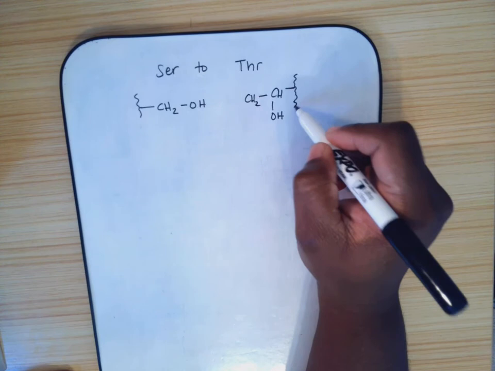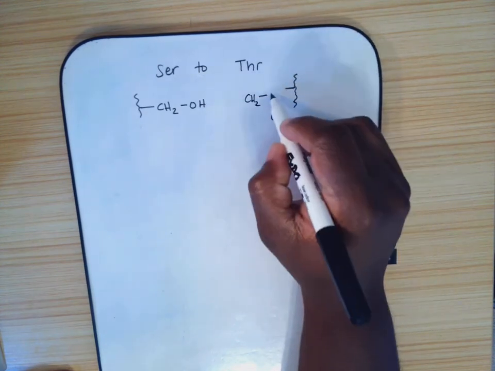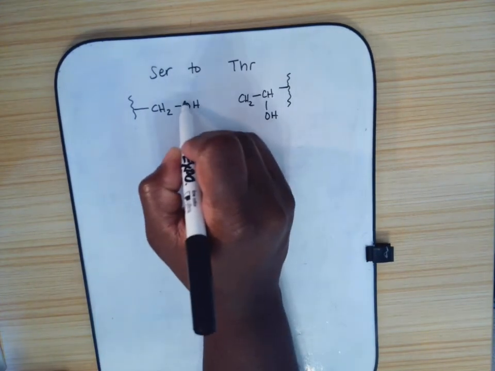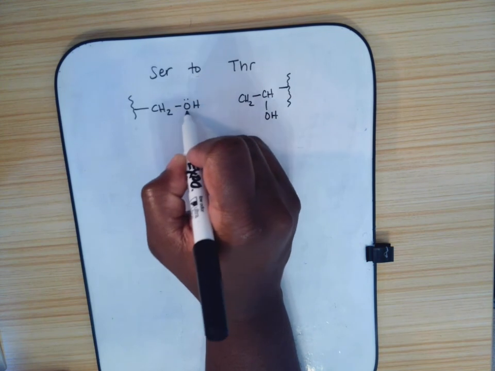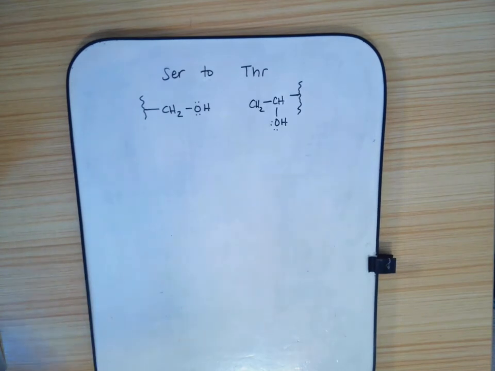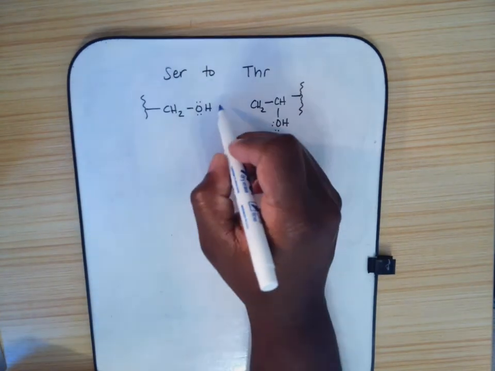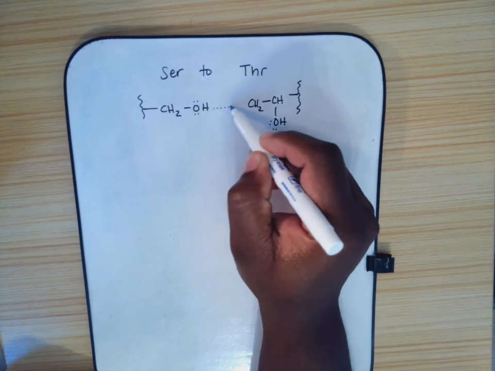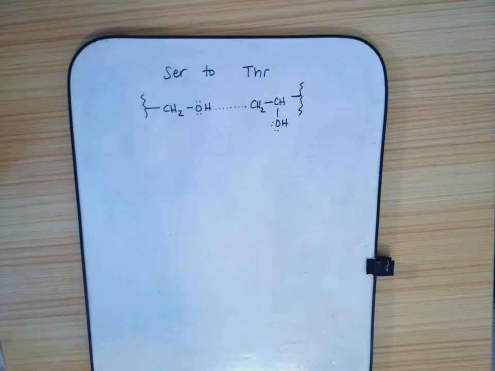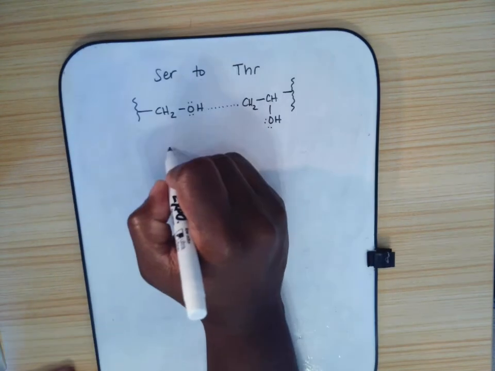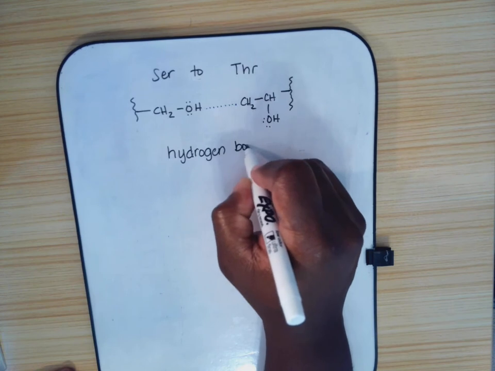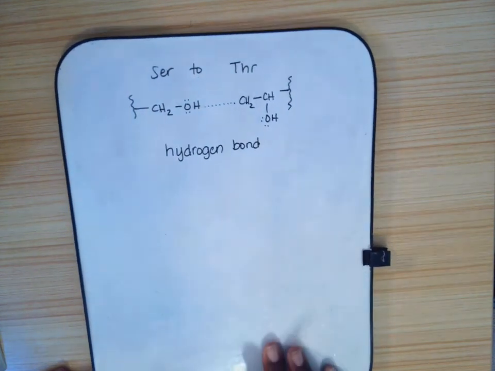So if we have serine, we have threonine, they're both polar, so they're both hydrophilic. And even though we don't see the non-bonding electrons, each oxygen has a total of 4 non-bonding electrons. So when we look at the interaction that occurs between serine and threonine, because they're both polar and they both have hydrogen bonded to oxygen, they both have non-bonding electrons on the oxygen, they can both form hydrogen bonds with one another. So this is the interaction that we will see in the tertiary level. They will form a hydrogen bond.